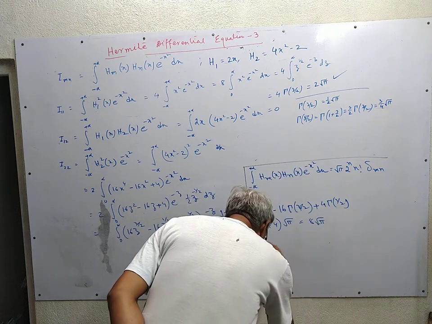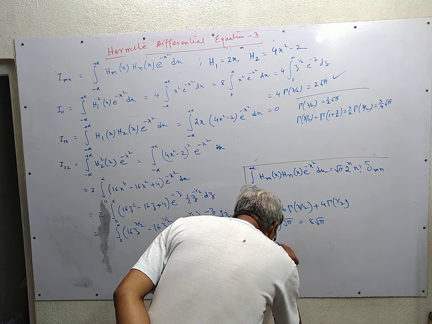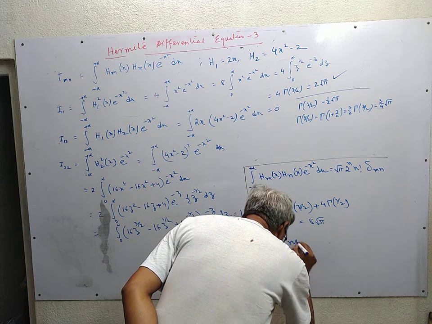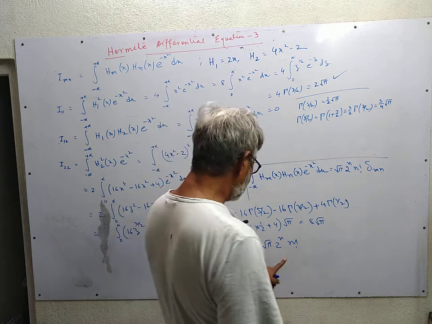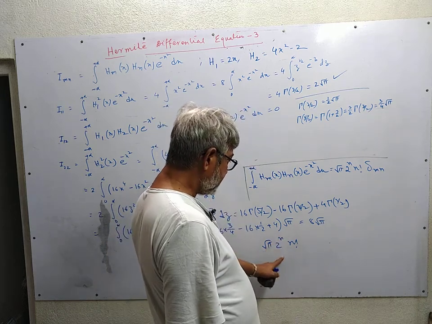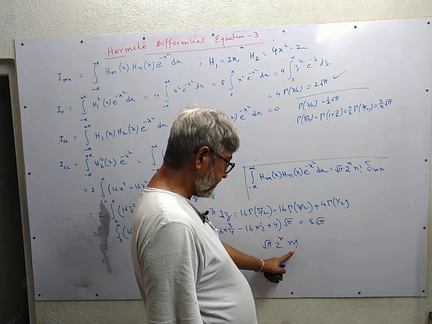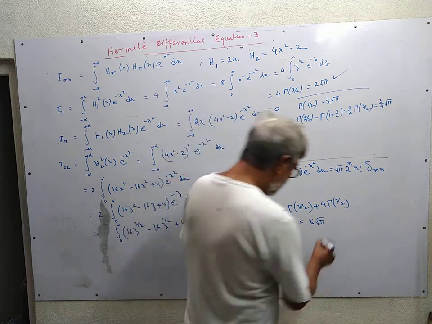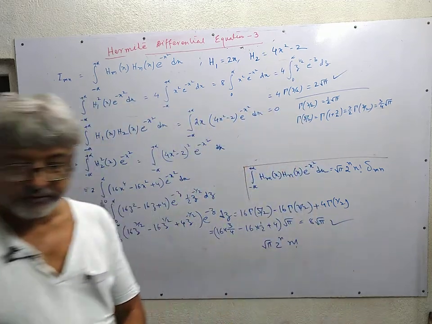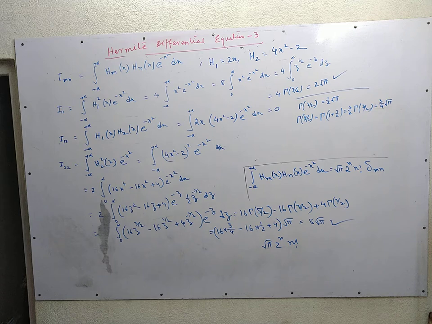Compare with the factor root pi 2 to the power n n factorial. So this is 2 to the power 2, this is 4, and 2 factorial is 2, so 8. So we get the correct result for H0, H1 and H2.